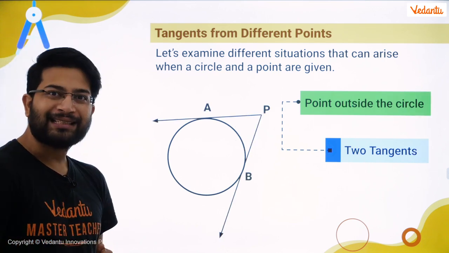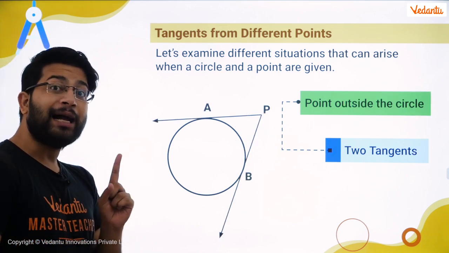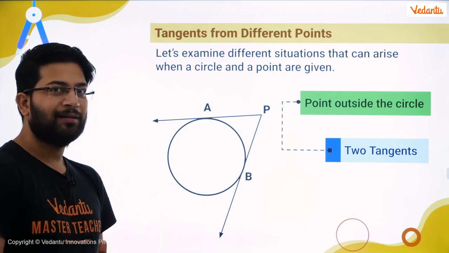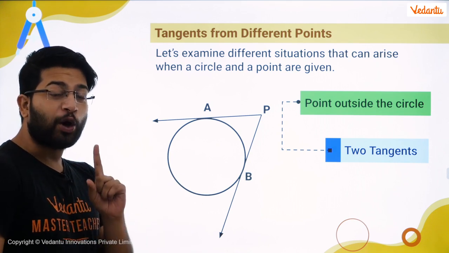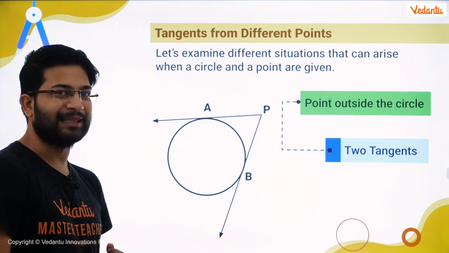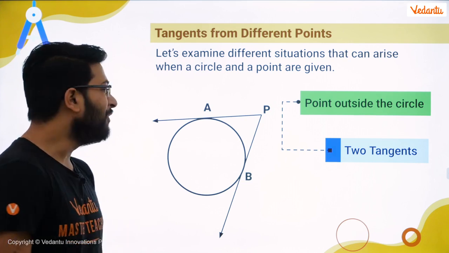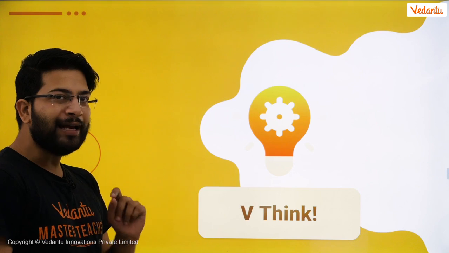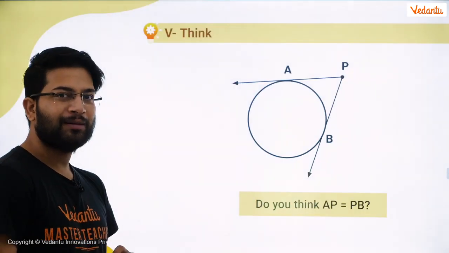Now in the same case, if my point P lies outside the circle, then we can draw two tangents from the outside point P on the same circle. I hope it is clear to you. Very good. Now champ, a very important question to think about.